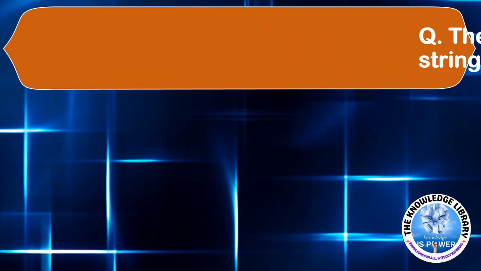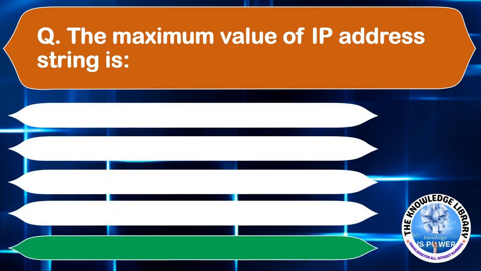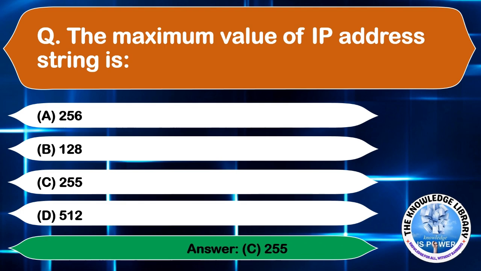The next question is: the maximum value of IP address string is option A, 256; option B, 128; option C, 255; option D, 512. The correct answer is option C, 255.